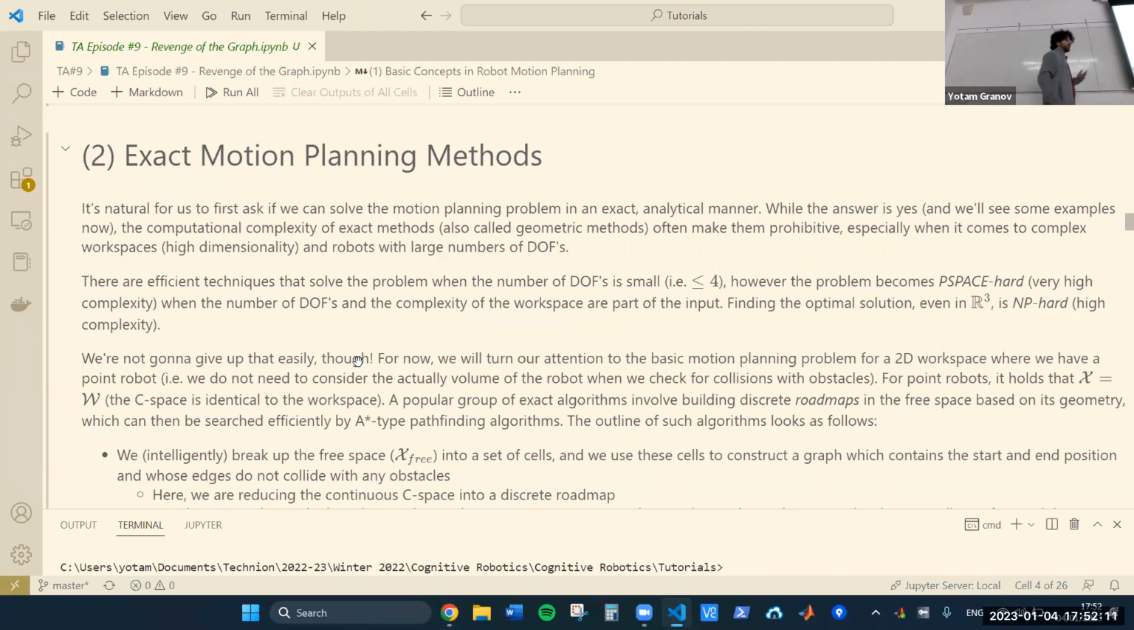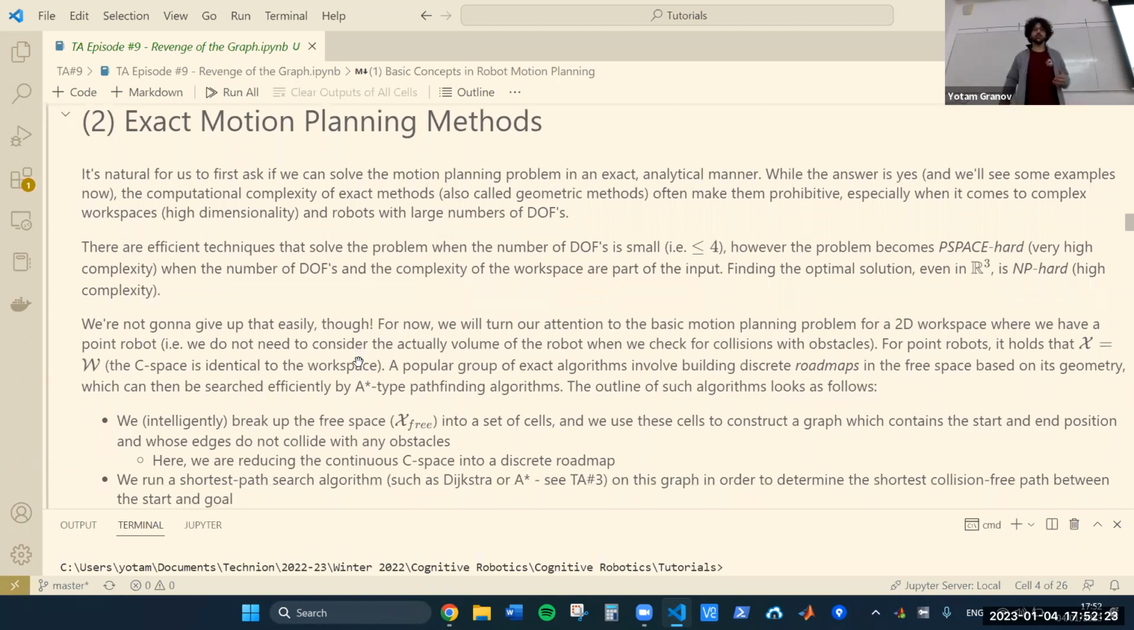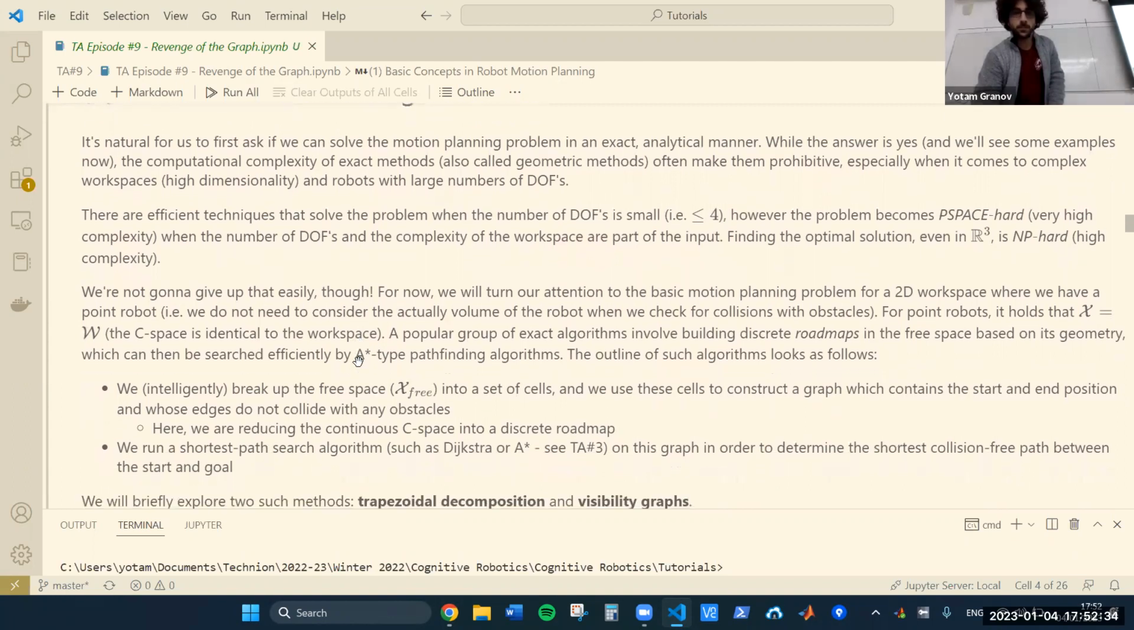The time it takes to solve a motion planning problem grows exponentially with the number of degrees of freedom and with the complexity of your workspace. So solving things exactly and geometrically in higher dimensions is not really possible. That's why we're going to limit our discussions today only to, for now, 2D, and we'll suffice with that.